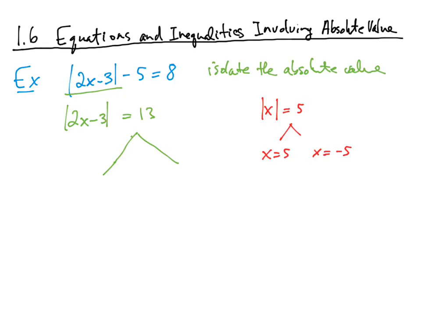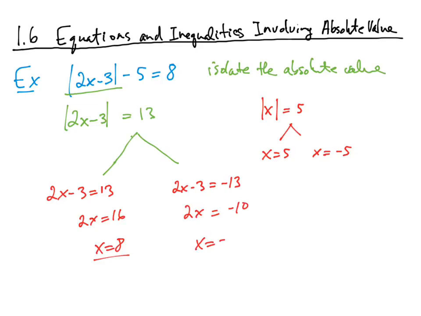From here we're going to say 2x - 3 = 13, and 2x - 3 = -13. And then we just solve each of these little equations separately. So 2x = 16, x = 8, and then 2x = -10, x = -5. So these would be the two solutions here to this inequality, or rather, this absolute value equation.